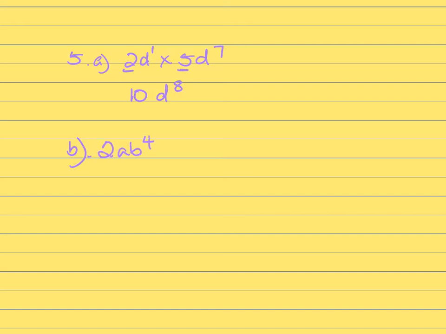2ab to the power of 4 multiplied by 8a cubed b. So multiply the numbers. 8 by 2 is 16. A to the power of 1 by a to the power of 3 is a to the power of 4. And b to the power of 4 by b to the power of 1 is b to the power of 5.